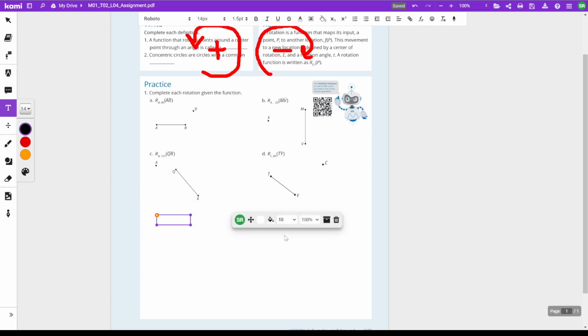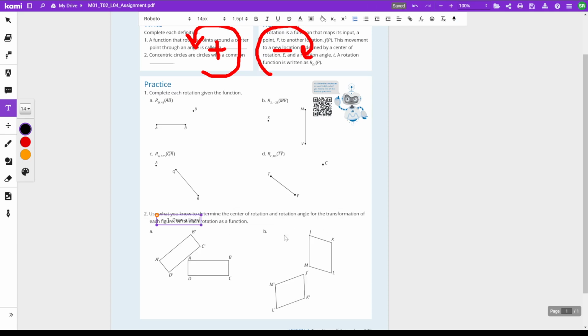And so step 1 is going to be to draw a line segment between the center of rotation and the point of interest.